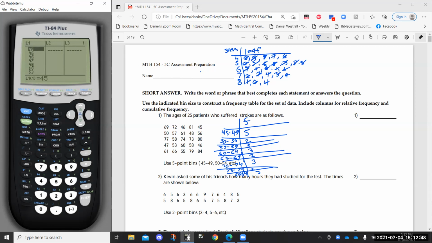And then I would use the order that's listed here to help me split it up into these groups that were given to me. 45, 46, 47, and 48 all qualify for 45 to 49. So it's 1, 2, 3, 4, 5. And I would use my down arrow key to shift through here. So they wanted frequency. They want relative frequency.